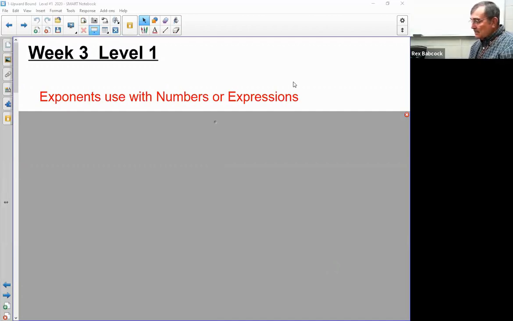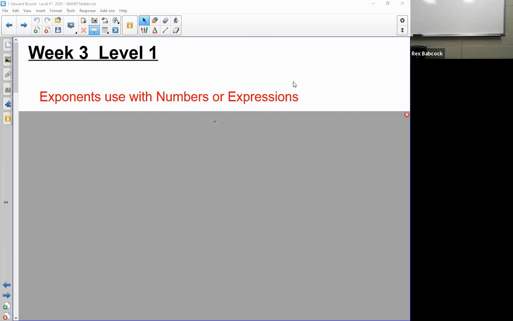This week's lesson, we are going to do a little reviewing from last week, but the new part is exponents and uses with numbers or expressions. I hope that many of you are already familiar with some of these things, but if you're not familiar with it, you need to be exposed to it. It's something that's very common, using exponents in math.